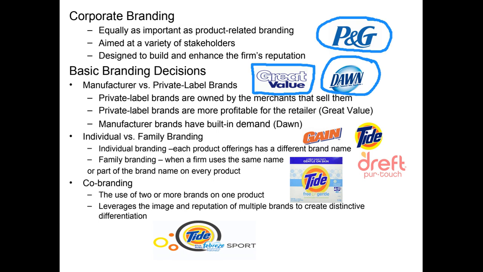Individual versus family branding. For example, if we have individual brands, each one has a different name. If we're looking at individual brands, Tide, Dreft, Gain, those are individual brands. Okay? A family brand is when we use the same name as parts of the product. So an example of how Procter & Gamble family brands is Tide, right?